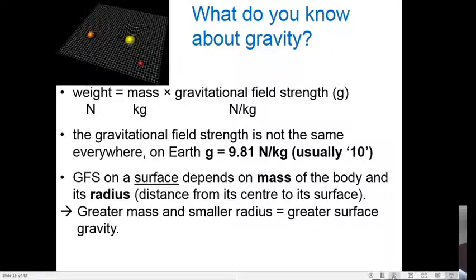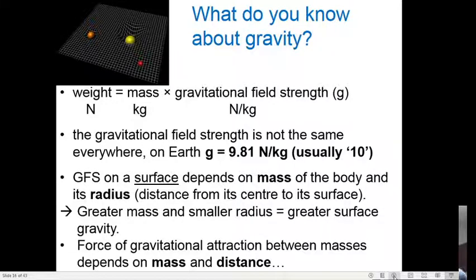So the greater mass and smaller radius gives a greater surface gravity. So the more dense something is, the greater the gravity is on it. And some of the outer planets have got horrendously large gravitational field strengths because they're so big and heavy. Very high gravity that would just crush anything that landed on there.